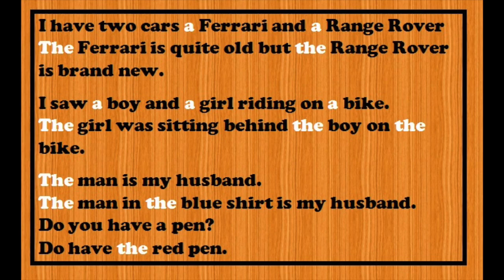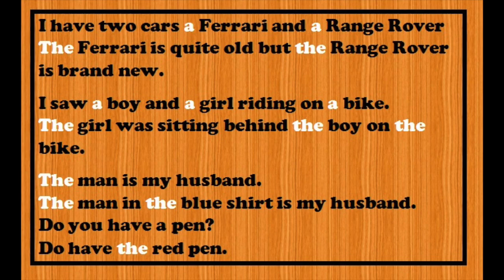In the first sentence, I said a Ferrari and a Range Rover because that's the first time I mentioned the name Ferrari and Range Rover. Until that point, that was unknown to the listener. But in the second sentence, I used the Ferrari and the Range Rover because now it's known to you. Got it? Here in the first sentence, the listener doesn't know about what I am talking about, but in the next sentence, the listener knows what I am referring to.